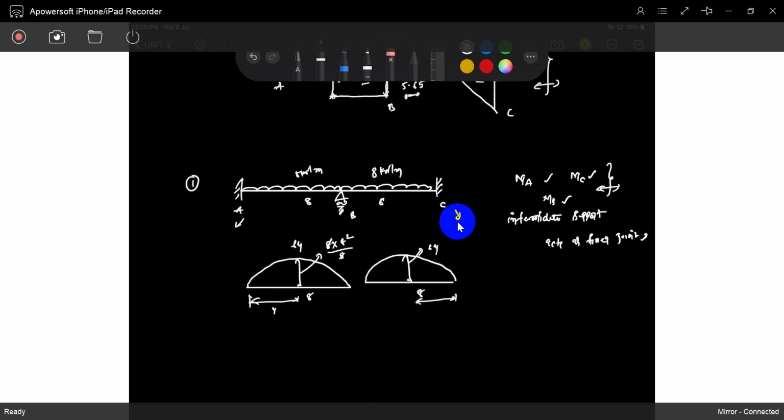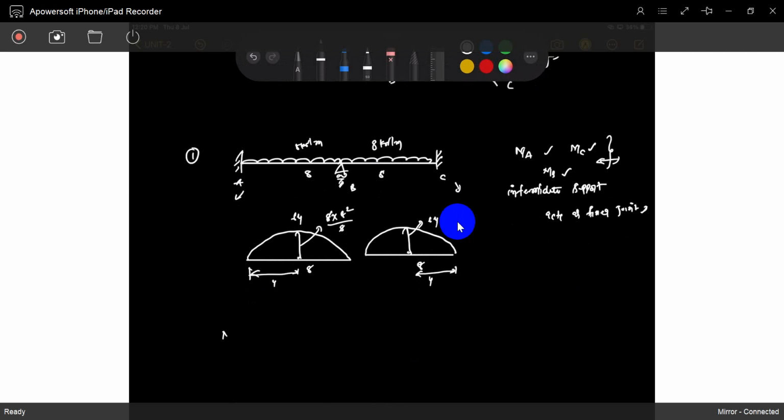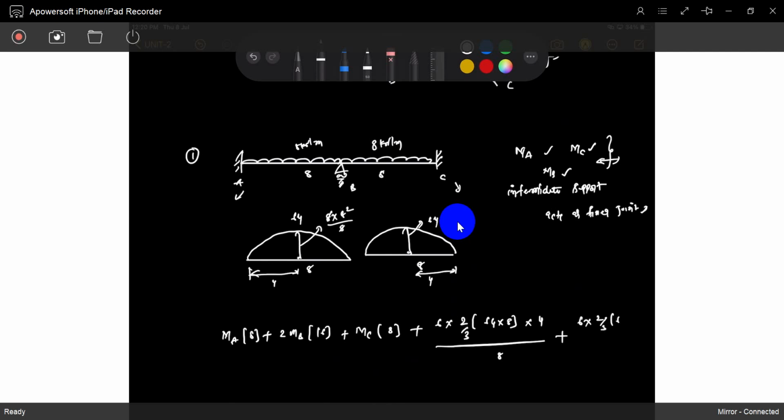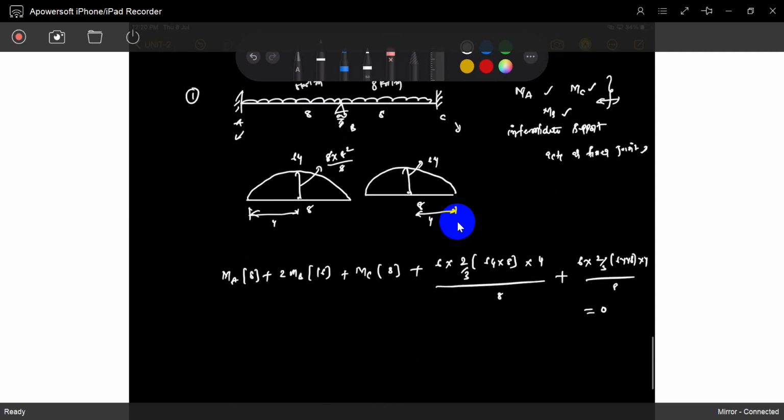So we will get an equation like MA into 8, plus 2MB into 16, plus MC into 8, plus 6 times the area, which is 2/3 of 64 into 8, with central distance 4 divided by L1, which is 8. So 2/3 of 64 into 8 into 4 divided by 8, is equal to 0. That is the one equation.